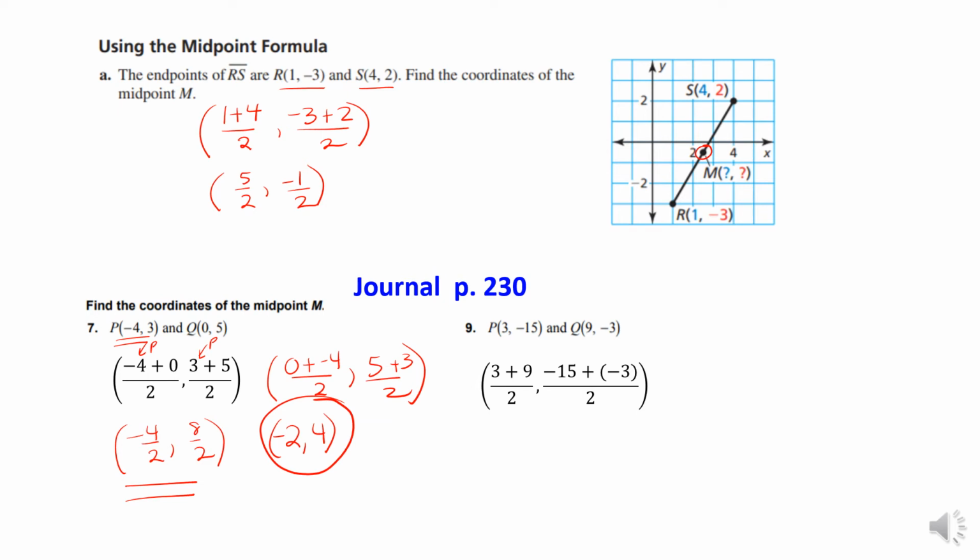So 3 plus 9, comma, divided by 2, and -15 plus -3 over 2. So that would be 12 over 2. And -15 plus -3 is -18 over 2. And so that final step is (6, -9) is our point. Okay?